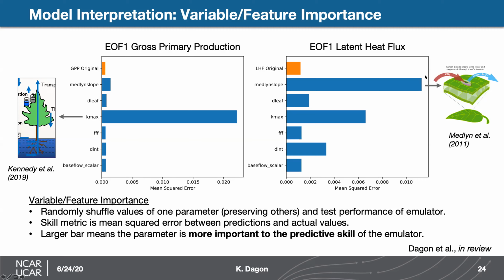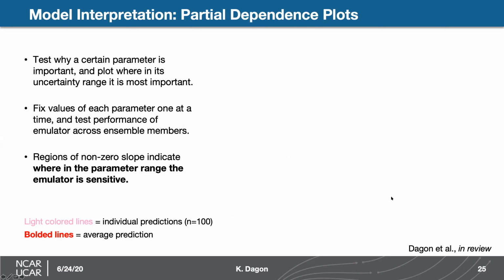And then this parameter is actually the one that I talked about at the beginning, the example that I gave of the stomatal conductance slope, and there's a reference for that here. So this is a nice result showing us which parameters are important to the predictive skill, but we also might want to know why those particular parameters are important. And that's where we can use a technique called partial dependence plots.